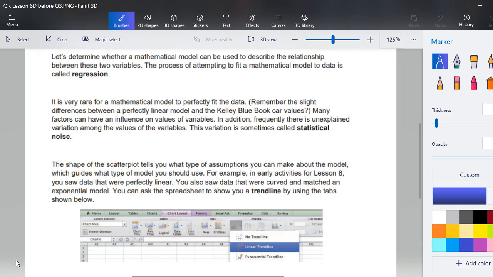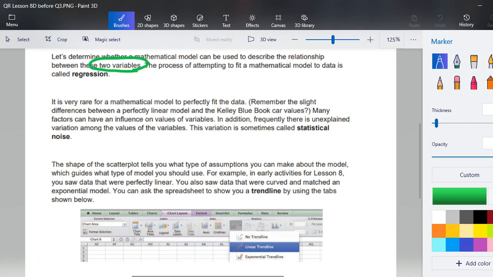I'm going to keep reading. I'm going to upload the actual Excel that I use in the demonstration in my math lab under document sharing. But for right now, I'm just going to keep reading. You can start and stop, add these words to your glossary or flashcards, whatever you have. But it says, let's determine whether a mathematical model can be used to describe the relationship.